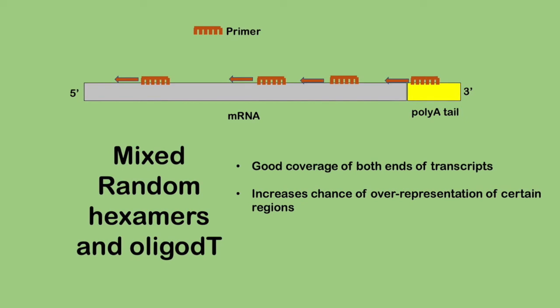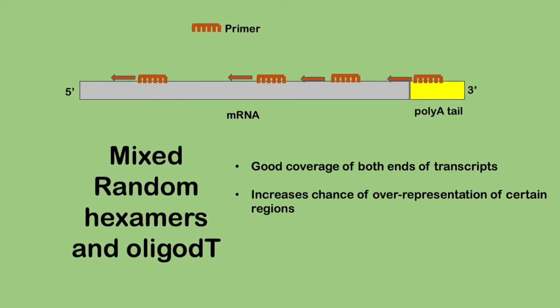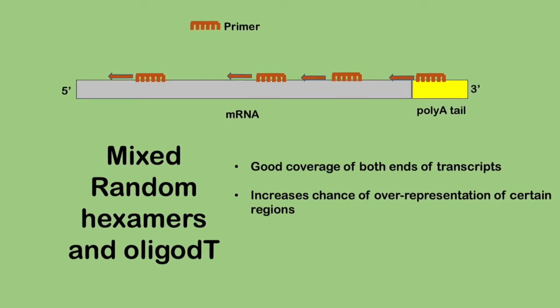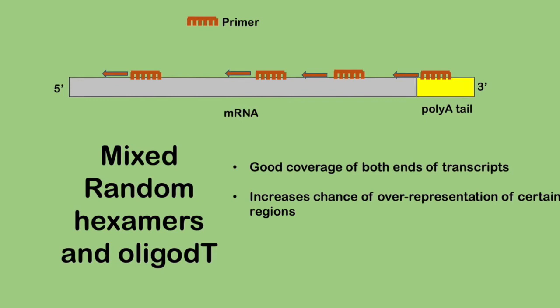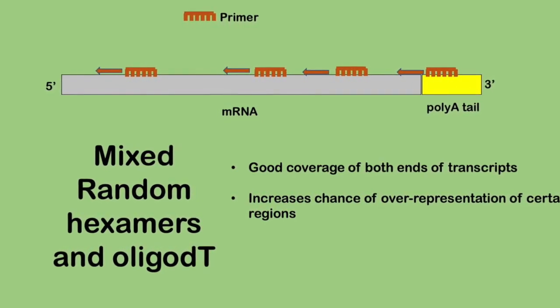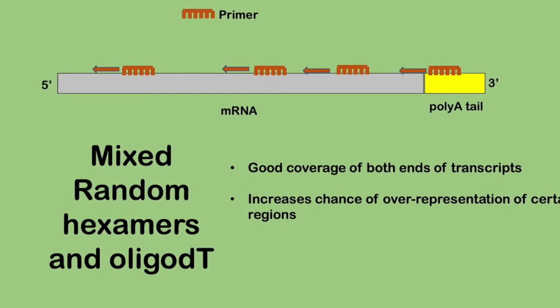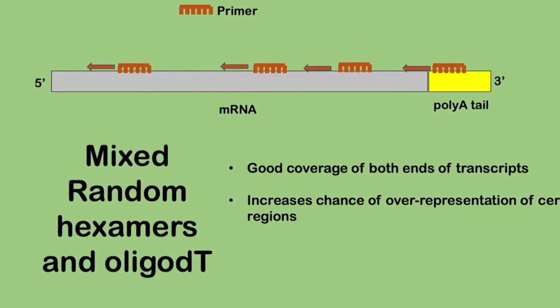And so that's where option 3 comes in. And perhaps not surprisingly, this is to use a mixture. You get the benefits of both. You use random hexamers to make sure you get the 5' end, and oligo-dT to get the 3' end. Getting good coverage at both ends of the transcript means it's often a good option, but remember that if this isn't what you need, then you might be compromising for no reason. If you definitely want to clone it, you're going to want oligo-dT.